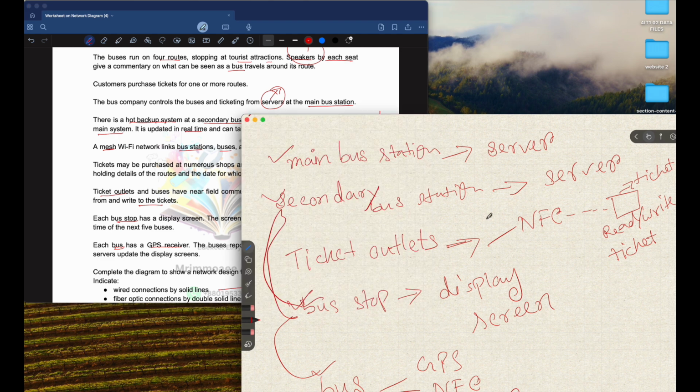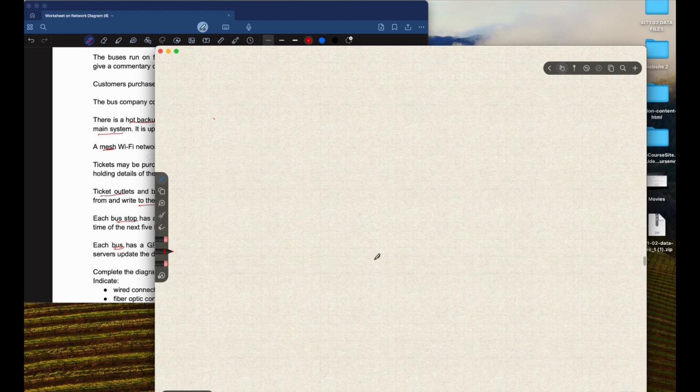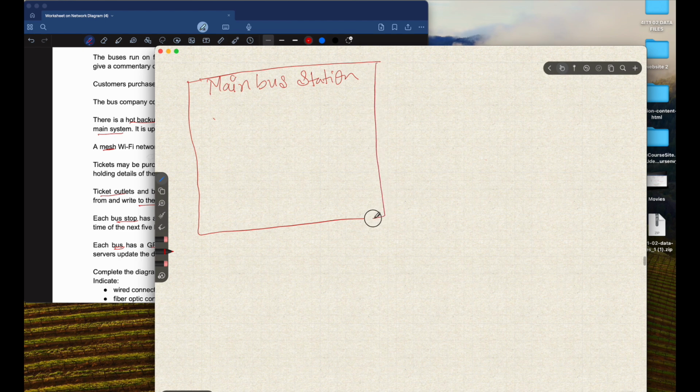Okay, so now we have to design this diagram. When we design the diagram, we just remember that this is the thing we have to draw. First of all, we think about the main bus station. Suppose this one is the main bus station. For the main bus station, we have a server. They say that for the main bus station they have a server. Suppose this is considered as a server.